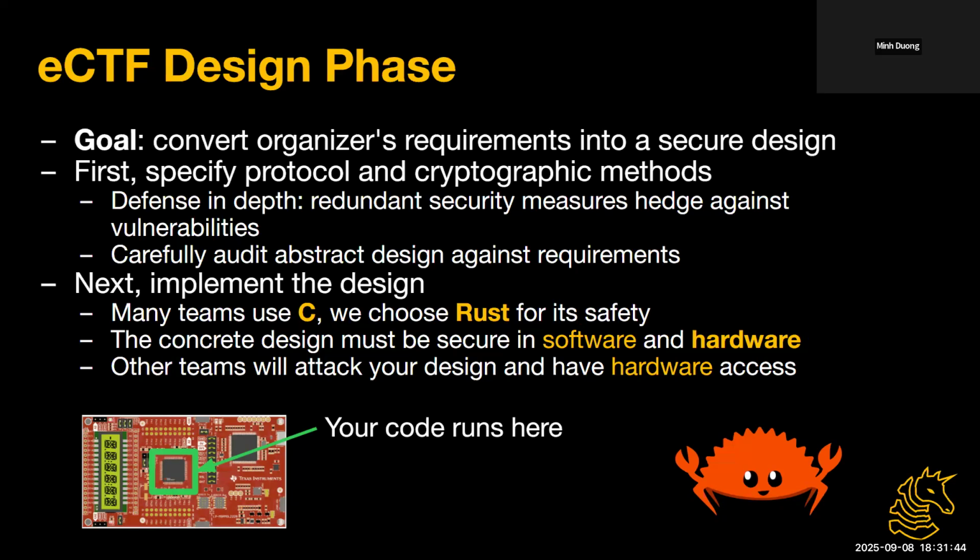The way we've traditionally done this and found useful is to fully specify what your design looks like, so that would be the protocol and cryptographic methods. Some principles, not an exhaustive list, include defense in depth. Redundant security measures hedge against a vulnerability in either the implementation or even the design choice at the abstract level. And this allows us to audit the abstract design against the particular security requirements before we've actually implemented it.